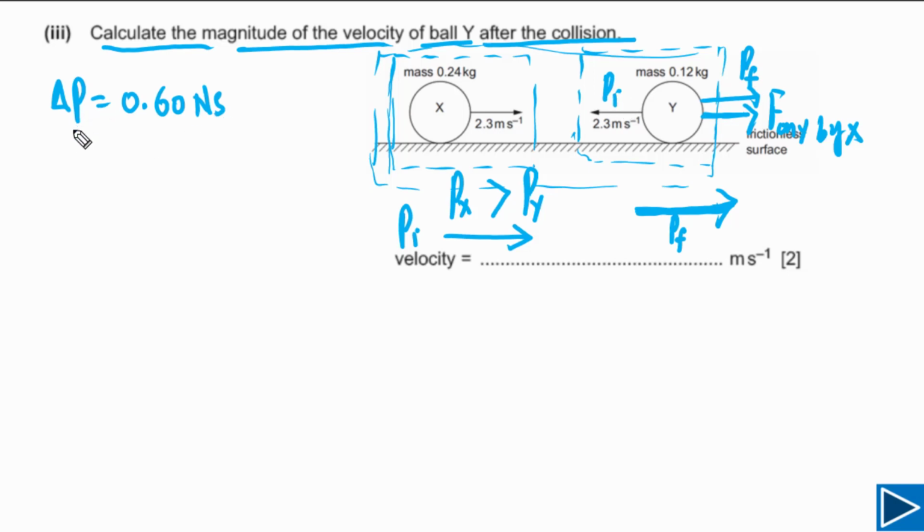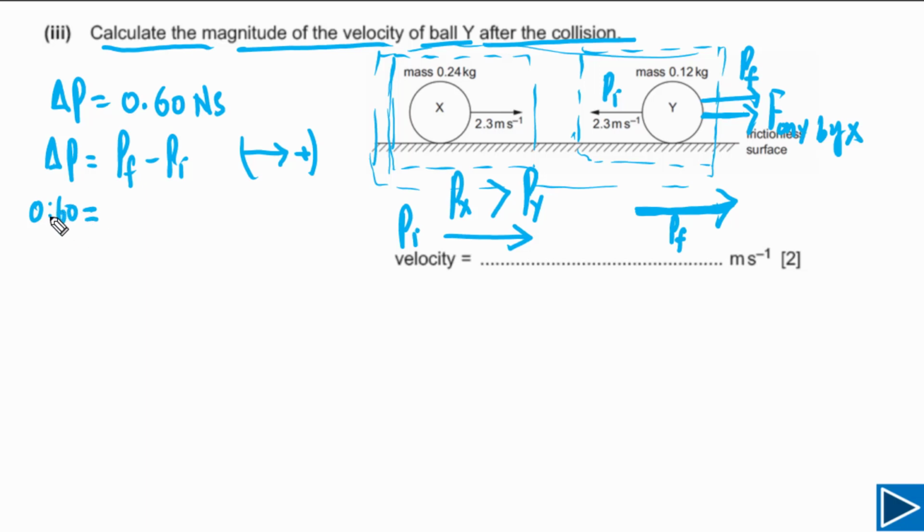Now the question is asking us to calculate the final momentum. So simply we can write down delta p. In this case, this will be equal to p final minus p initial. P final is to the right, so we have to take one direction as positive. So let's say to the right is positive. If to the right is positive, then to the left will be negative. So now simply we need to plug in values. Delta p is equal to 0.60 Newton second.